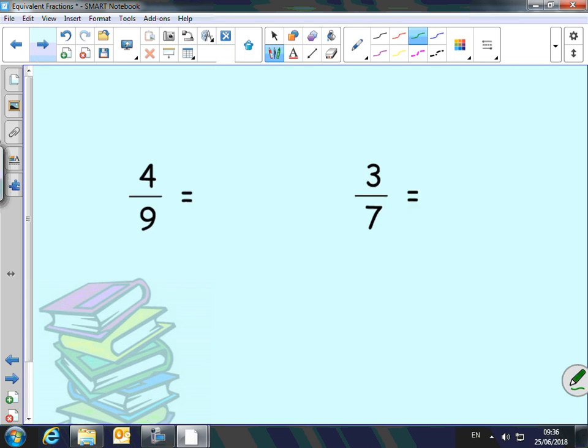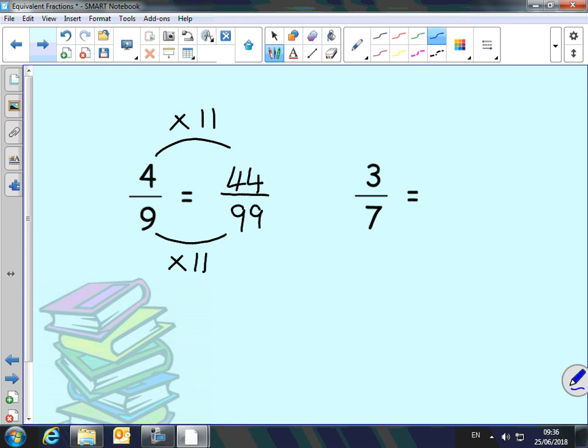So on the board here, I have another 2 examples. 4/9, I'm going to create an equivalent fraction. I'll choose any number whatsoever. Multiply by 11. So 4 times 11 is 44. Over, do the same to the denominator, multiply by 11. 9 times 11 is 99.